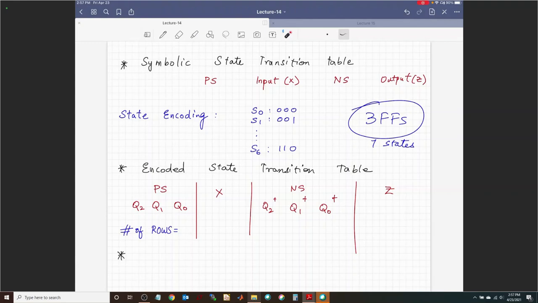14 rows is absolutely right. You have 14 because from each starting state, you have two input situations to cover. 7 states, and for each state, you can have an input of 0 or 1, so 7 times 2. So you've got 14 rows there. It's a pretty big table. Now, after the state encoded state transition table, what's your next step?